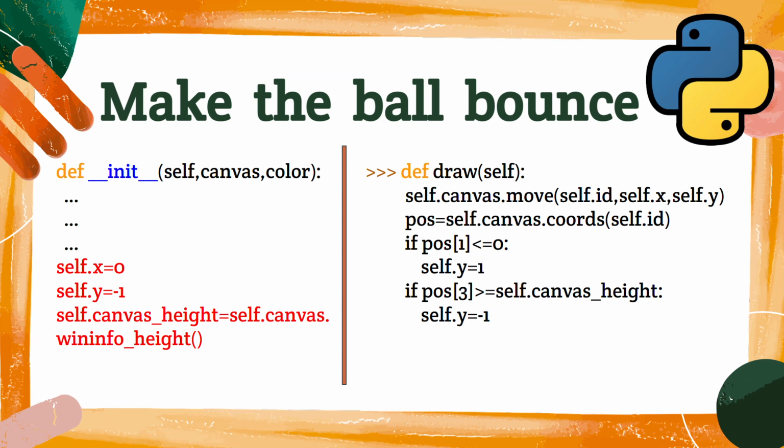So, to learn if the ball hits the top, we need to check if position 1 is less than or equal to 0. If so, make the ball bounce down by changing self.y to equal 1. Keep in mind, positive 1 is to go down. Then, the next line is to check if the ball hits the bottom. Do not get confused. The bottom of the canvas is to check if the bottom y coordinate is greater than or equal to canvas_height. If so, make the ball bounce up by changing self.y to equal -1.